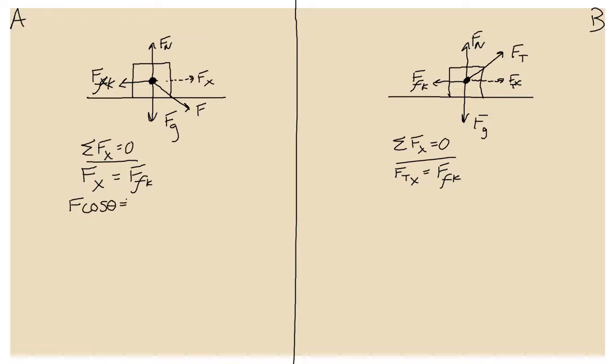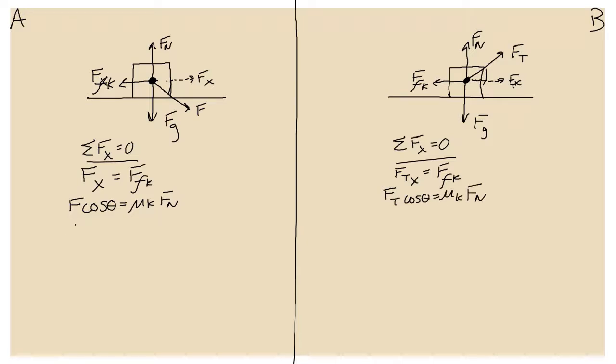Remember, the sine and the cosine go back to their ordinary order here, where the x goes with the cosine and the y goes with the sine, because this is not on a ramp anymore. The angle that we're dealing with is an angle from the horizontal. And so I have F cosine theta equals the coefficient times the normal force. And over here, I'm going to have Ft cosine theta equals the coefficient times the normal force.